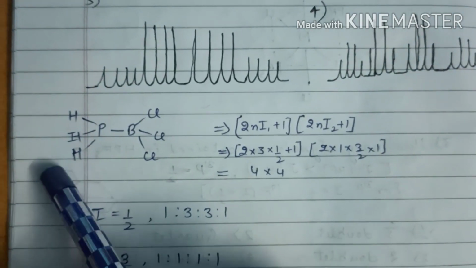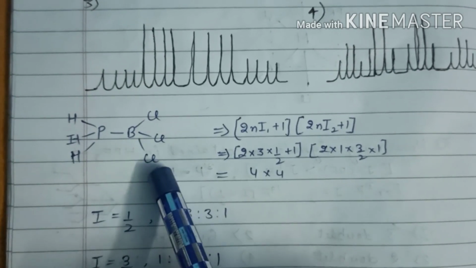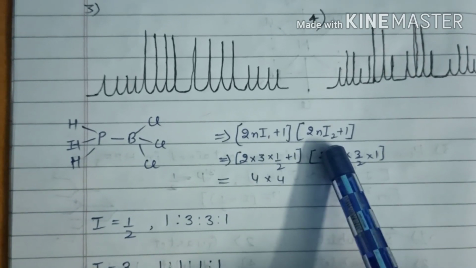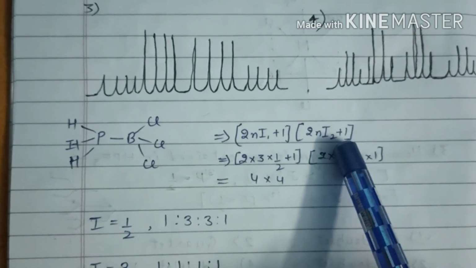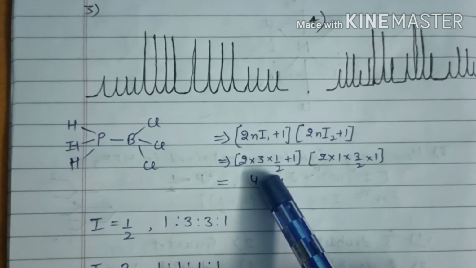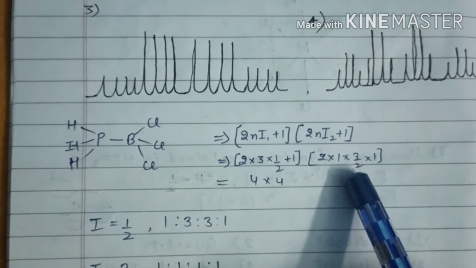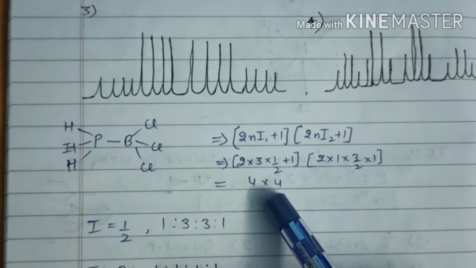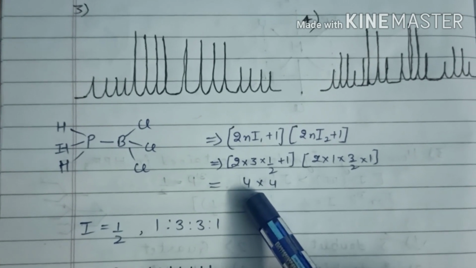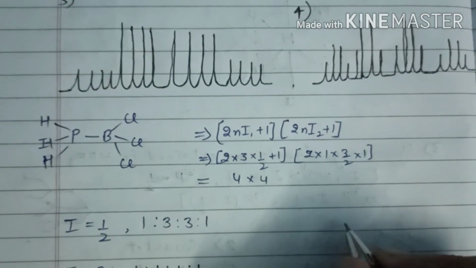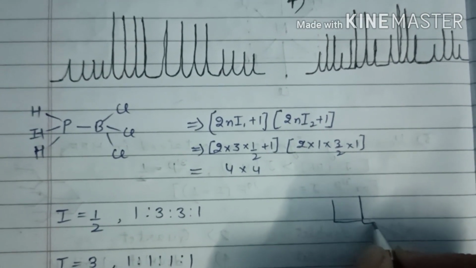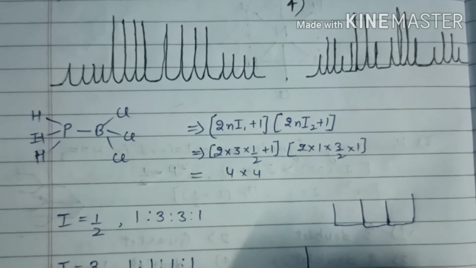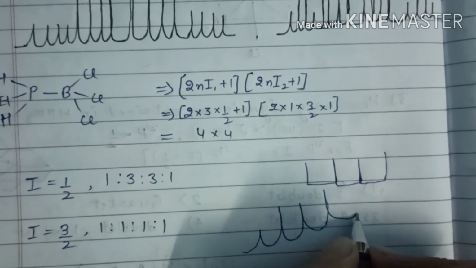At first, see the structure of this molecule, PH3BCl3. Now for phosphorus, 2nI1 plus 1, and for boron, 2nI2 plus 1. We calculate the signals. This one is for phosphorus, and as the spin number for boron is 3 by 2 and one atom of boron is present here, we get 4 signals, split again by boron, 4 signals. Then by this one we can observe, we obtain 4 signals first, and these 4 signals are just like this.